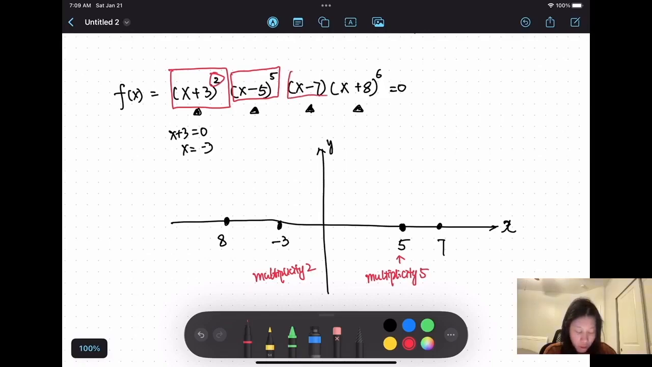And then when x equals 7, what is the multiplicity? This doesn't have any power. Does it mean 0? No, if it's 0, this whole factor will equal 1. So this multiplicity is 1. As for the last one, the multiplicity is 6.